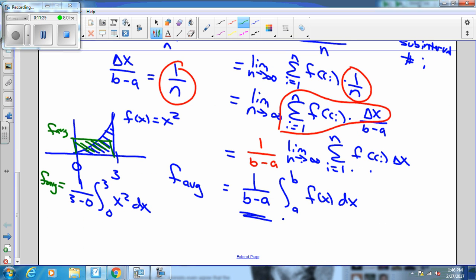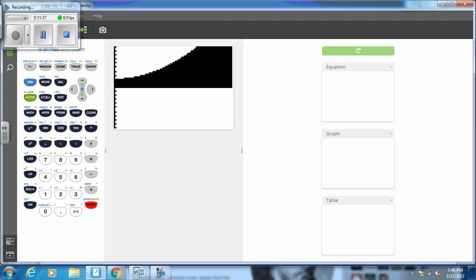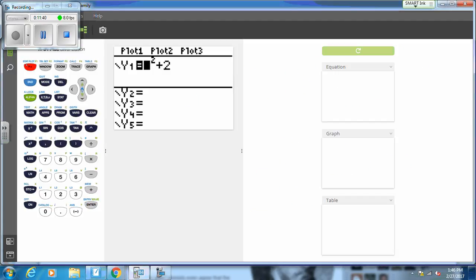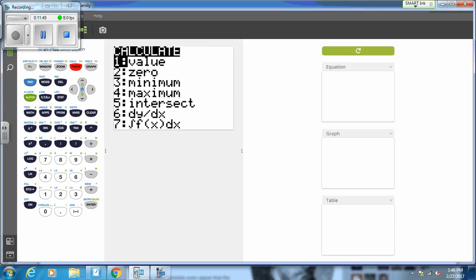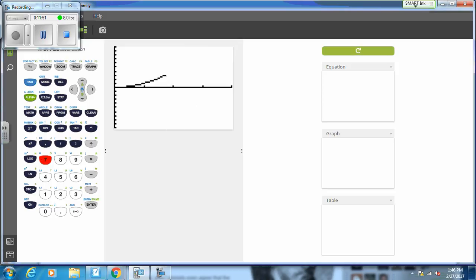Well, how would we actually compute this? Well, we need some way to compute this integral. And we have a calculator that can do it for us. So let's go ahead and do that at this time. If I let y equal x squared, and I now integrate from 0 to 3, calculate it, get a value of 9.